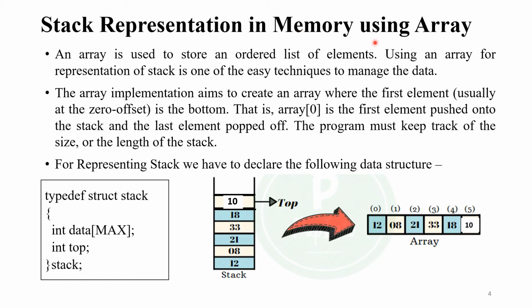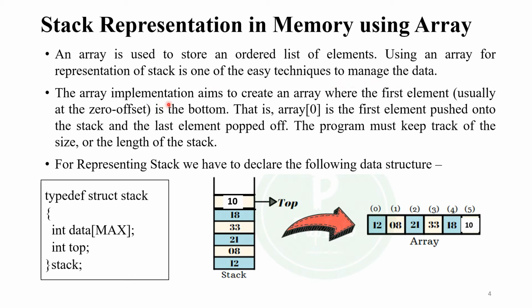Stack representation in memory using array. A stack can be represented in two ways: first using an array, or second using a linked list. An array is defined as a collection of similar type of data items stored at contiguous memory locations. An array is used to store an ordered list of elements. Using an array, the first representation of stack is one of the easy techniques to manage the data.